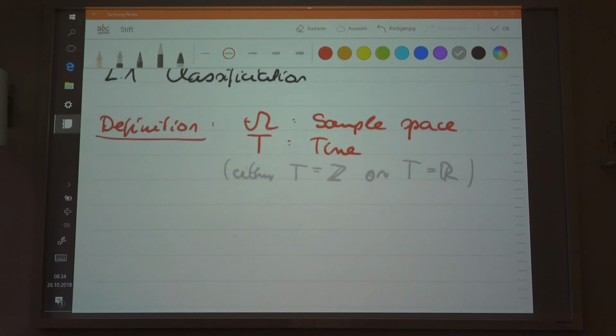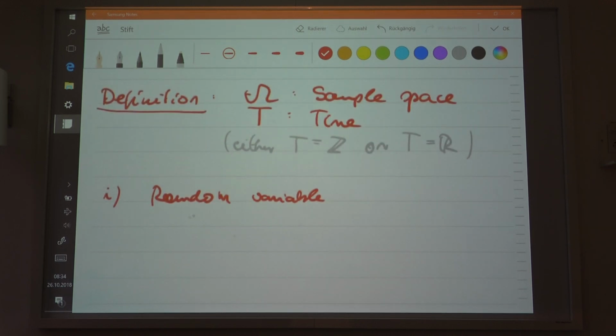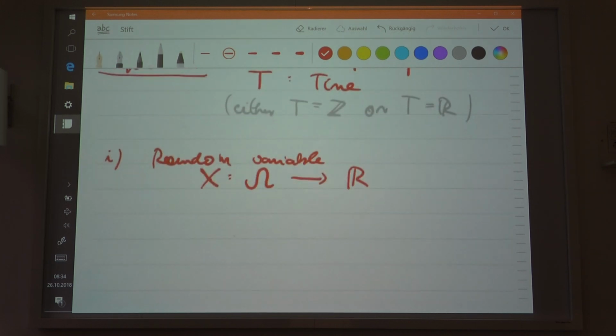And of course, if we have a random variable, so that was the first definition, I'm going to give it to you. A random variable was basically, and we're going to write this a little bit differently, a function that maps all elements from the sample space to the set of real numbers. This is what the random variable was. We had that already, and now we're going to look at stochastic processes. So what is a stochastic process?